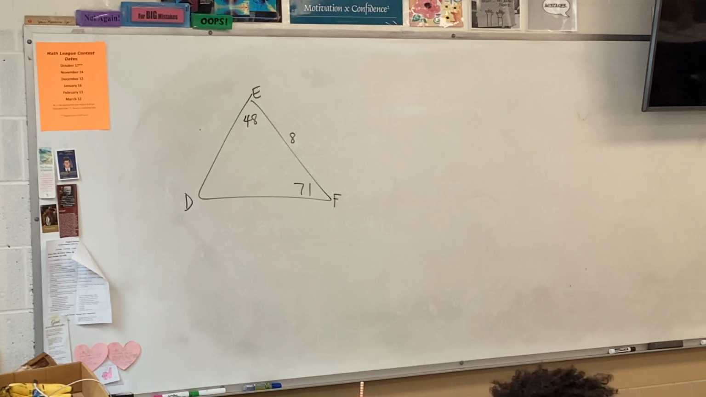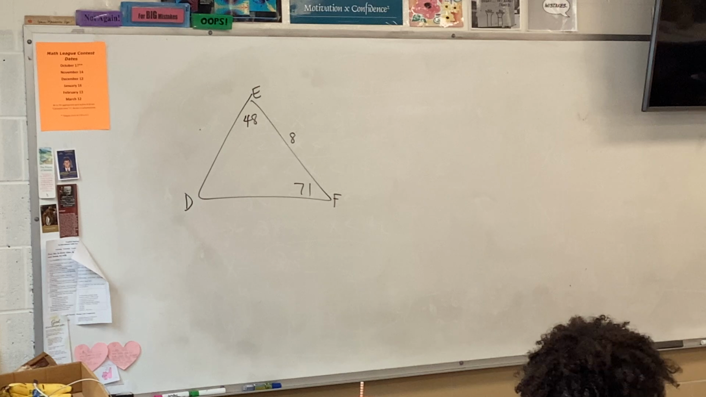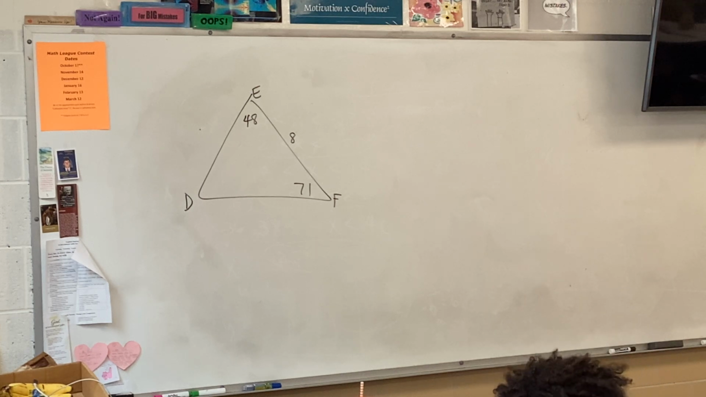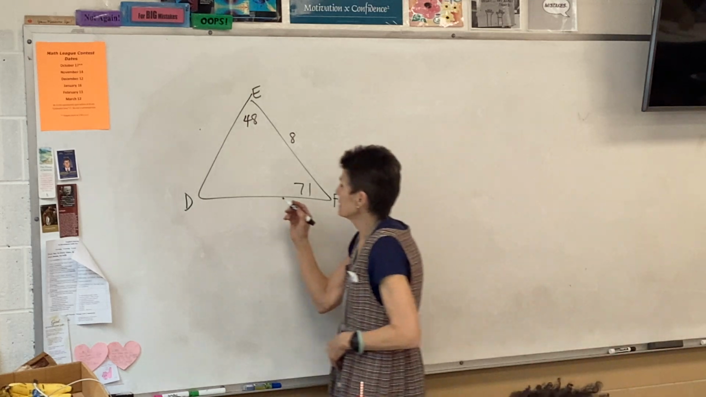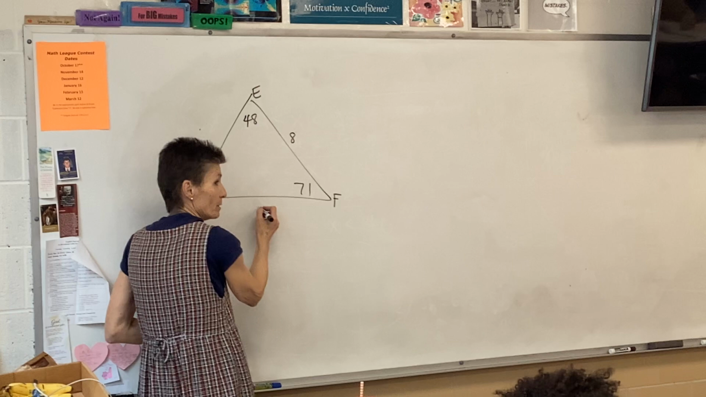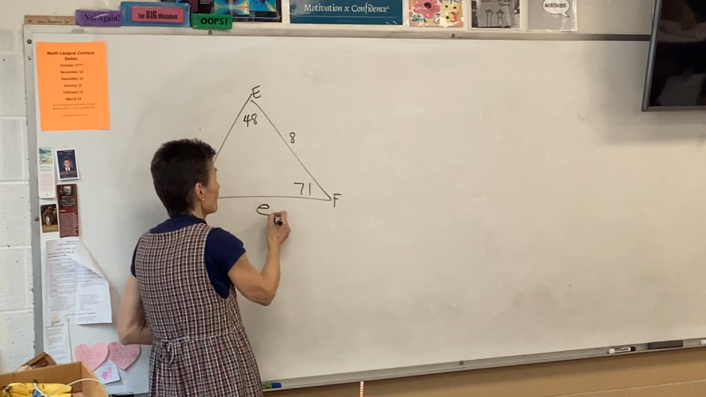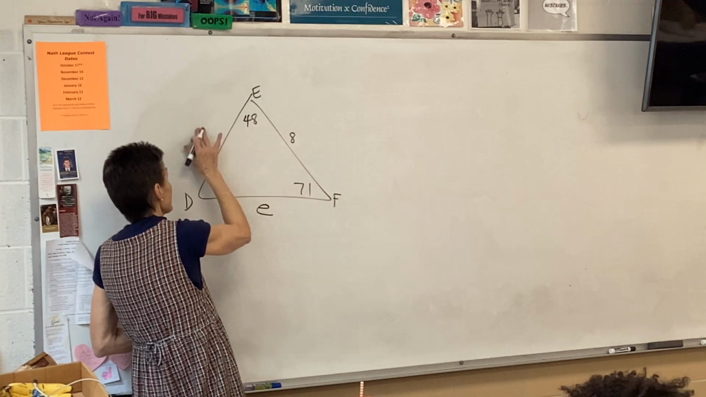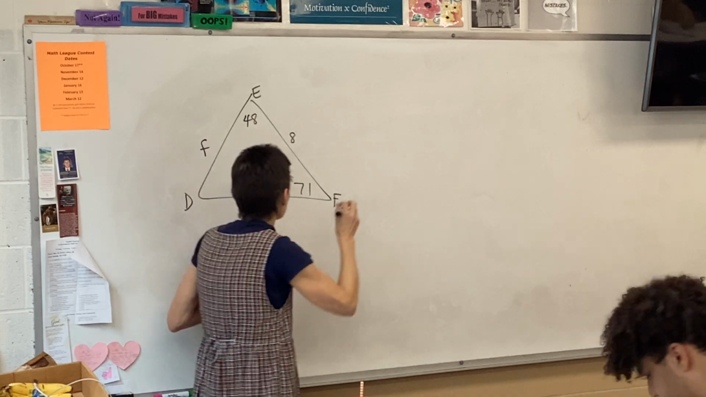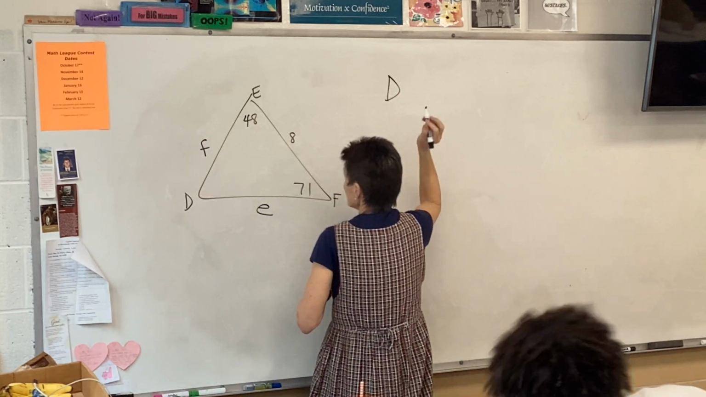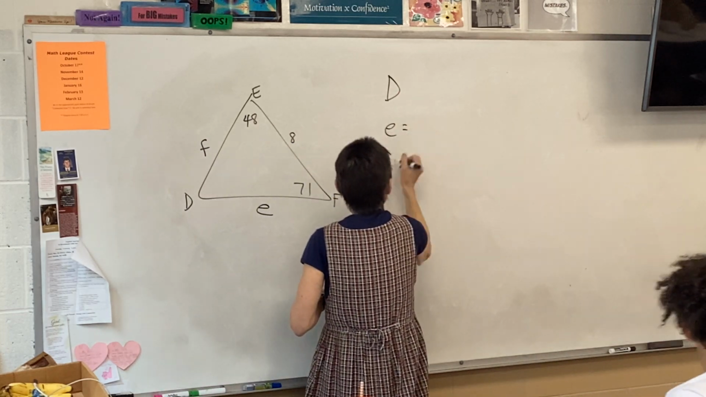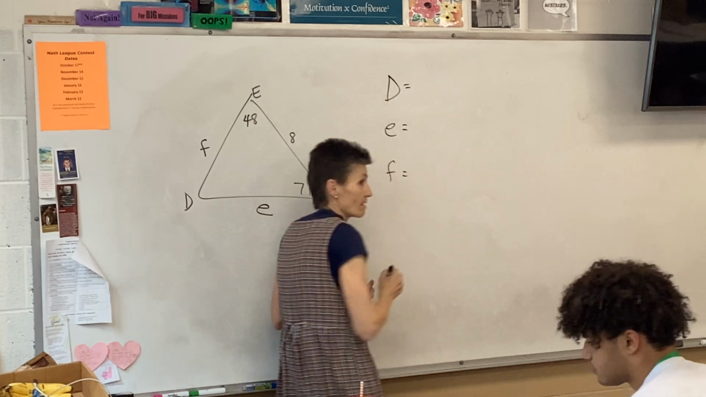So, first thing I want you to do is label your triangle. You know how to do that, right? If this is angle E, then this would be side E. And over here is F. So we are going to find angle D, side E, and side F. That's our goal.